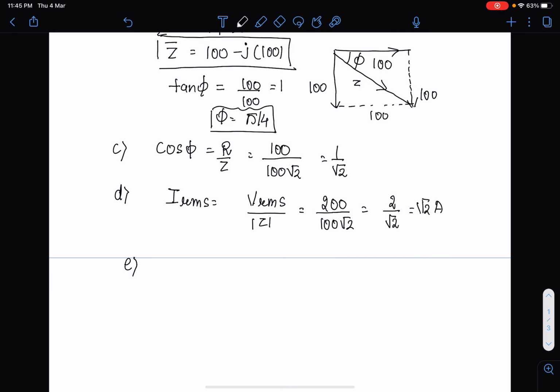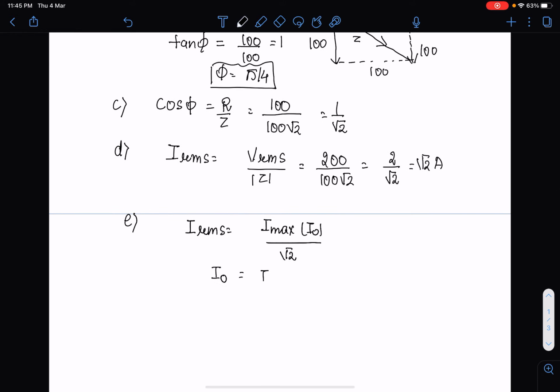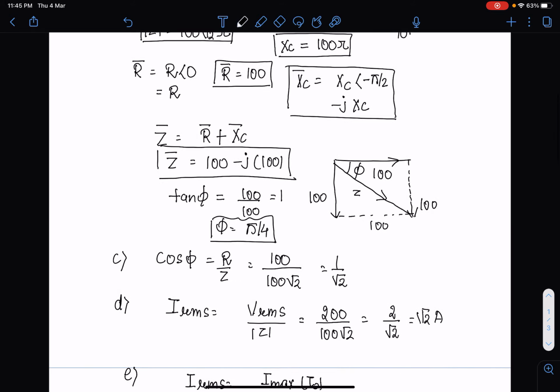So E part, and we know that the value of IRMS is I max, which we also call I0, divided by √2. So the value of I max, I0, you can write as IRMS into √2, and IRMS we calculated as √2. So √2 into √2, that is 2 ampere. So this is I0, the maximum value of current flowing in this circuit, that is 2 ampere. So this was the E part.